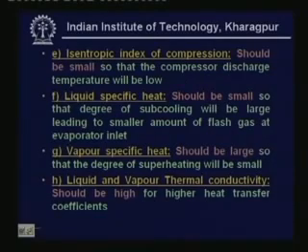As far as the vapor specific heat is concerned, we should have a high value, but the liquid specific heat should be low. Again, we will find that this is contradictory. It is not possible to have a very high vapor specific heat and a low liquid specific heat. Next, liquid and vapor thermal conductivity. Both liquid and vapor thermal conductivity should be as high as possible for higher heat transfer coefficients.